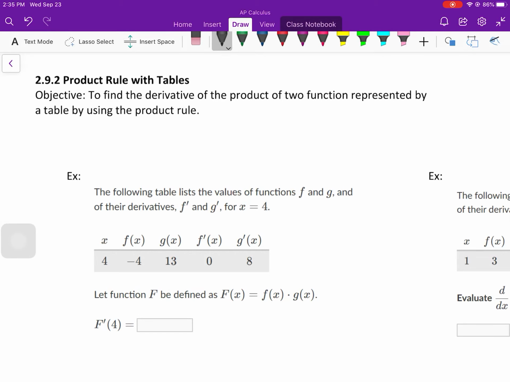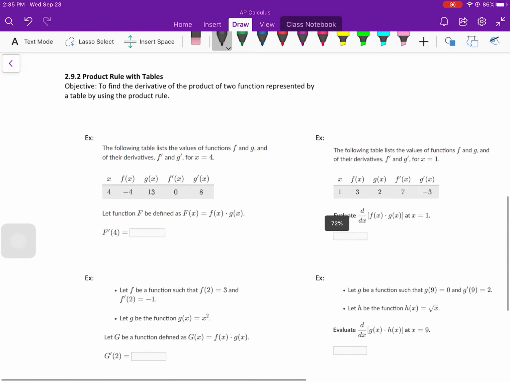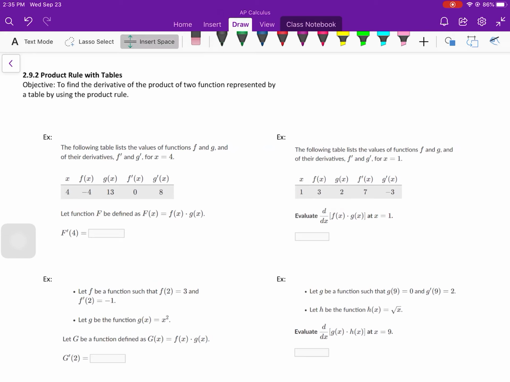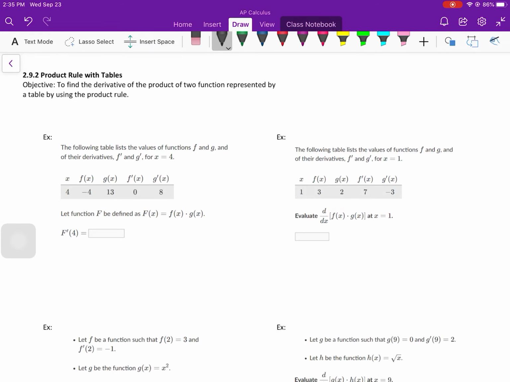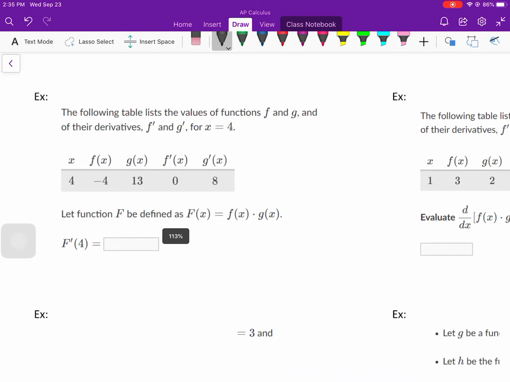Product rule tables, one of my favorite things, I think, because I don't know why it confuses some people if they've never gone over it, but it also is like the easiest thing you'll ever do. So if we never go over this and you see this on the AP test, you're probably thinking, what in the world is going on? But if you go over it, you're like, oh man, this is so easy.